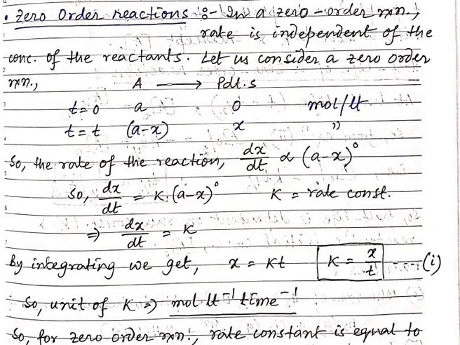So in case of the zero order reaction, we can see that the rate is independent of the concentration of the reactants. That's why we can write that dx/dt is proportional to (a minus x) to the power 0, which is actually 1. So dx/dt is equal to k. If I integrate it, then we get x is equal to kt, so k is equal to x by t. In this way we can calculate the rate constant for the zero order reaction.